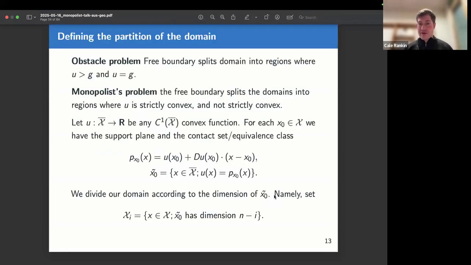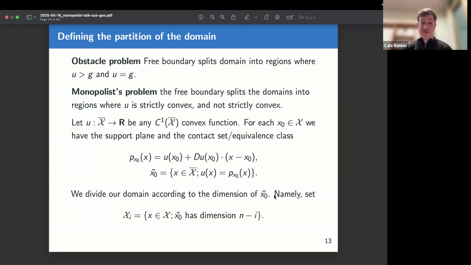So we want to talk about free boundary regularity, i.e. we have these regions where the function behaves essentially radically different in each of these regions, and we want to understand whether the boundary between them is smooth. This is a problem in the broader field of free boundaries. So for the obstacle problem, the regions were u greater than the obstacle and u equal to the obstacle. For us, it's going to be regions where the function is strictly convex, regions where the function is convex but not strictly convex, and also the region where the function is zero.